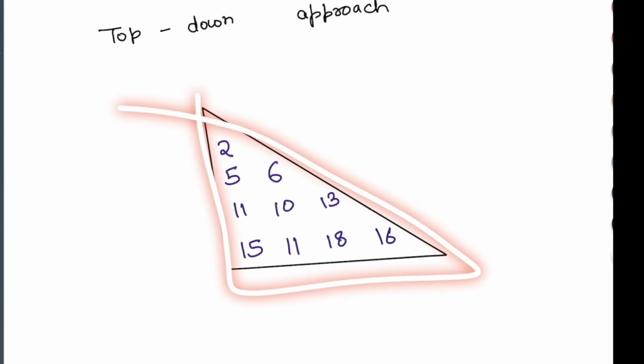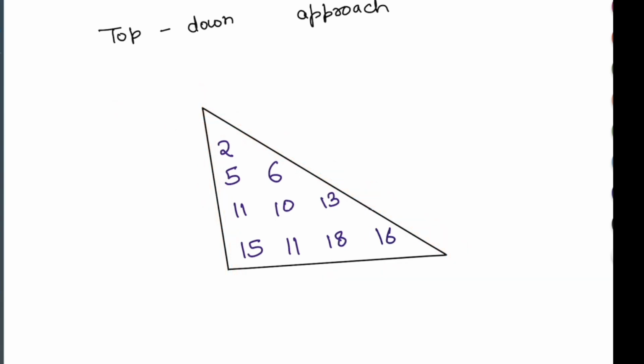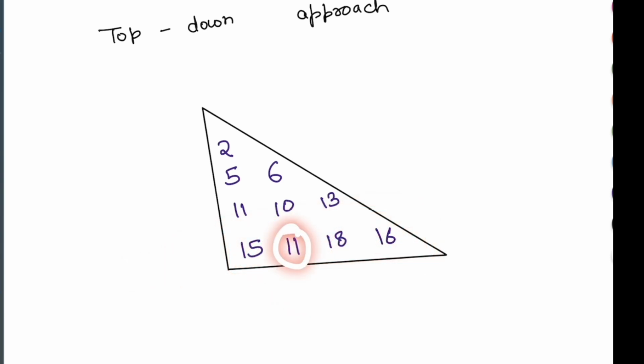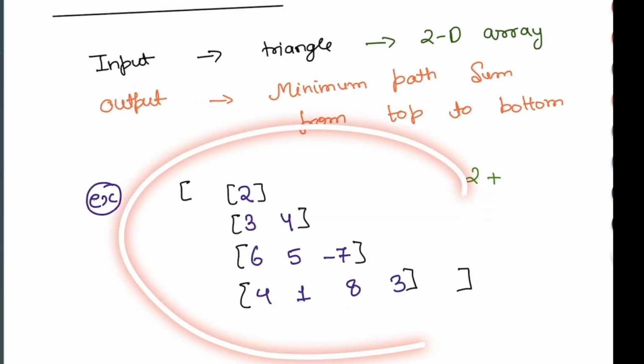Now I have calculated the values for each of the elements. And my final goal is to reach the last element, right? If I want to reach the last element, or I would say the last row, then I have 4 options. Obviously, I will choose the minimum option and I will say my answer is 11, right? That's what we had in the particular given input.